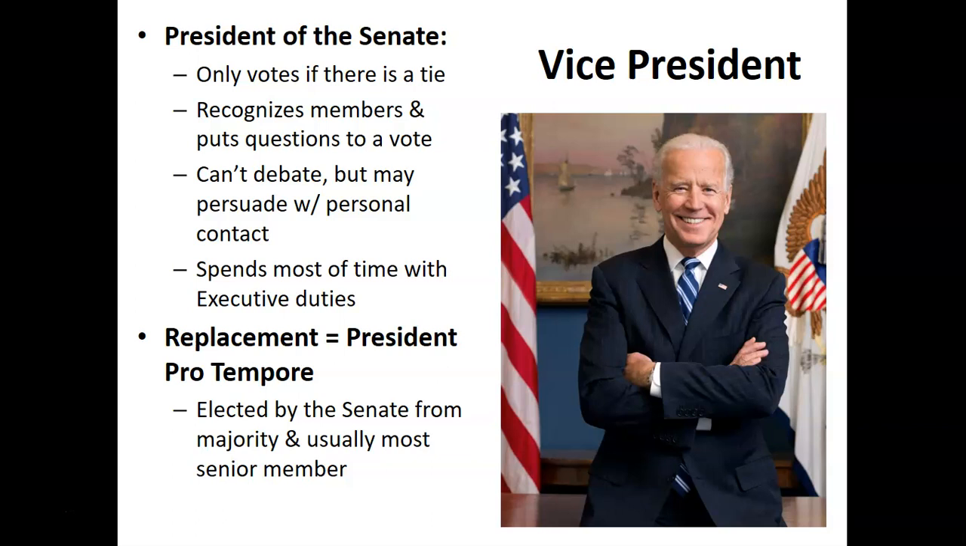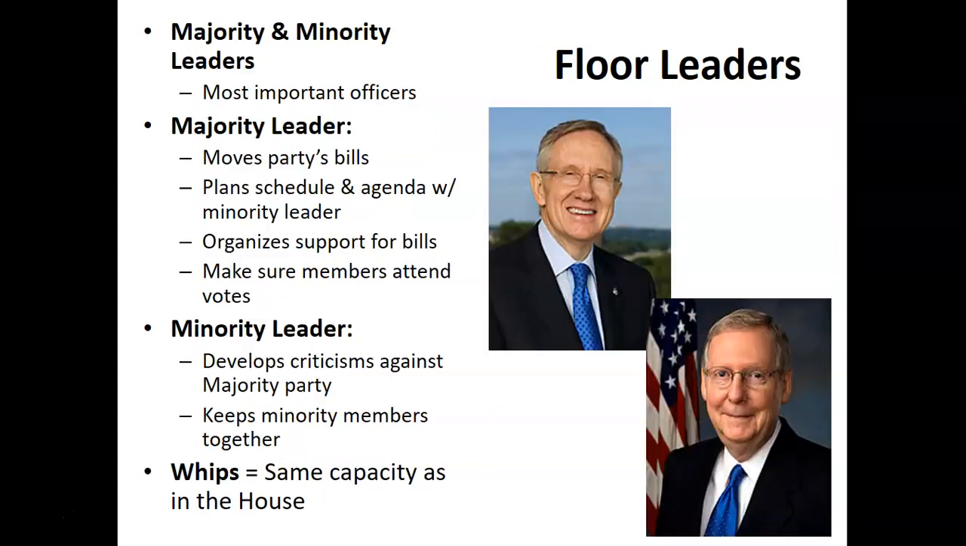They're not supposed to debate, but they can go and persuade people in terms of personal contact, either in the Senate or more typically outside of it. And that's pretty much it, because most of the time the vice president's going to be spending their days working in the executive branch with their duties as the vice president. Now, when the vice president isn't there, you have a replacement, and that's the president pro tem. And the president pro tem is elected by the Senate from the majority and is usually the most senior member. Not always, but usually they try to pick the most senior member based on experience.